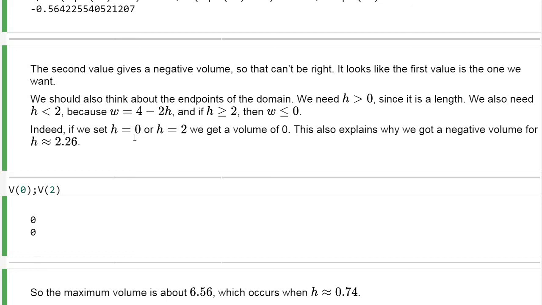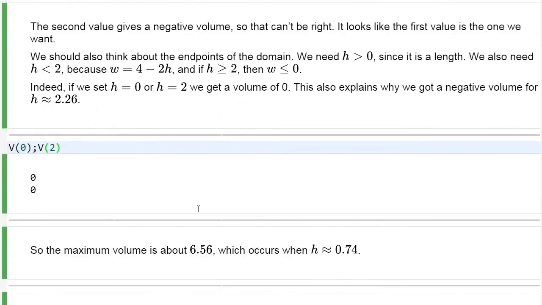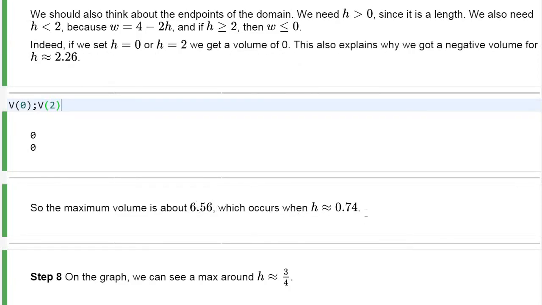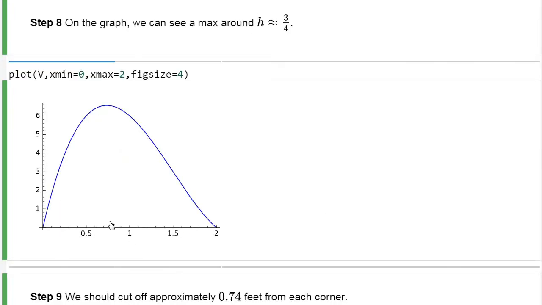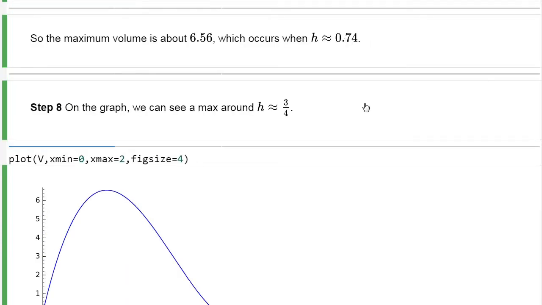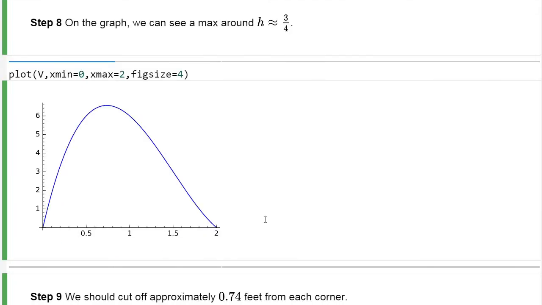If you plug in h equals 0 or h equals 2 into the volume formula, you get no volume. So h is 0, of course, that you don't cut off anything, there's no box, there's just a flat thing, so there's no volume. If h is 2, you've limited the width, so you just fold a piece of cardboard in half and you have no box. So no volume at the end. That tells us the maximum volume is the 6.56, which occurs here in the neighborhood of 0.74. If we check the graph, we see that roughly 3/4 somewhere around in here is where we get the maximum. That confirms this 0.74 we got from our calculations.